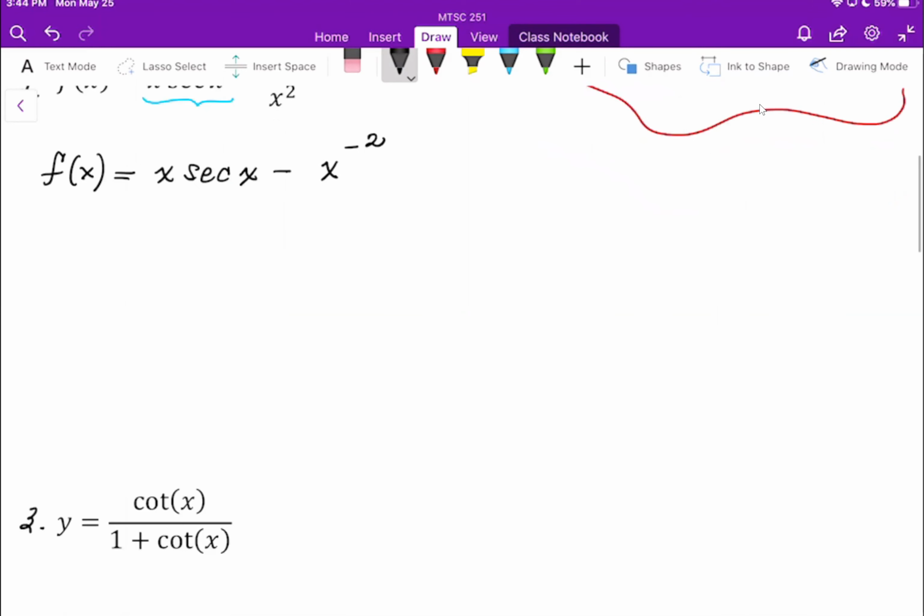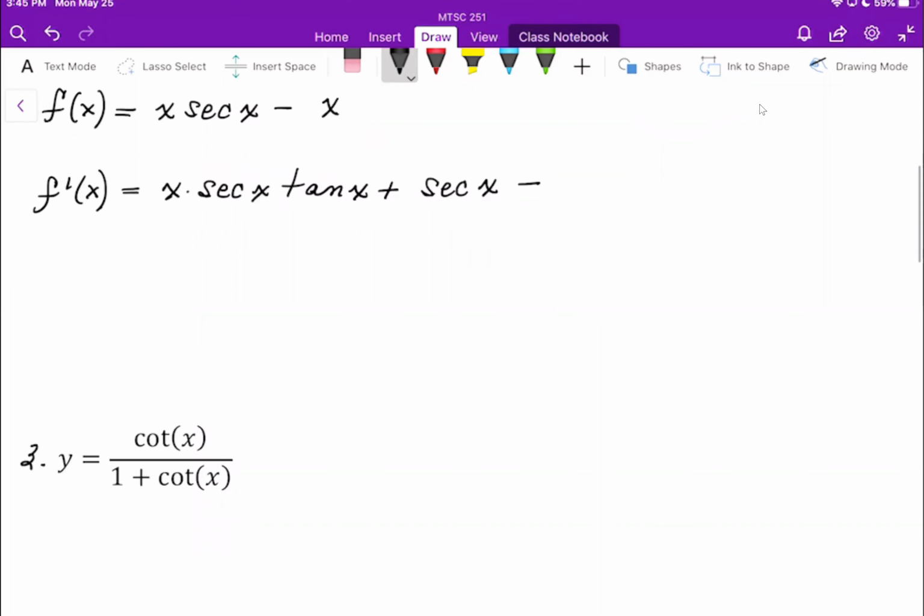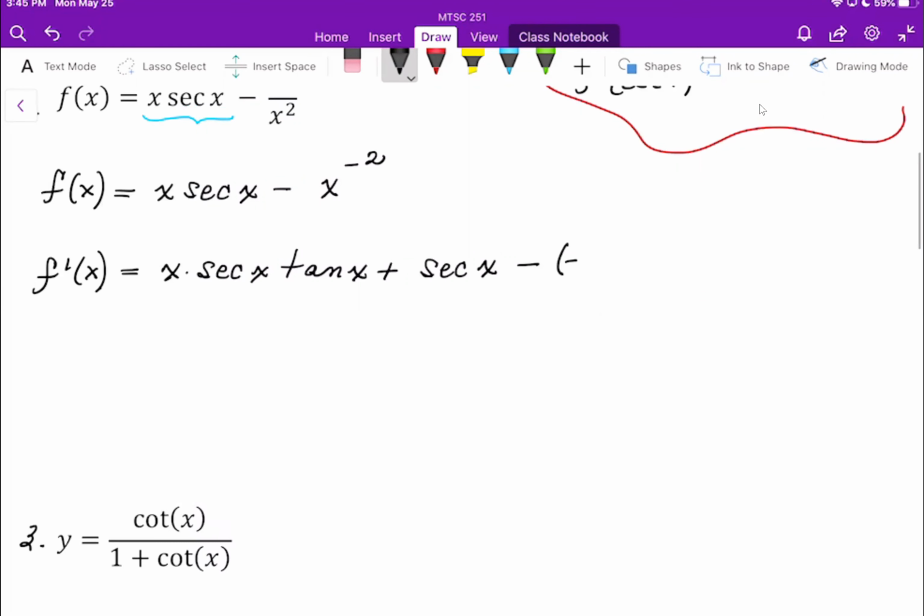So when we take the derivative, we get f prime of x. Product rule says we do the first, which is x times the derivative of the second. Well, that's secant x tangent x, plus the second, which is secant x, times the derivative of the first, which is 1. And then we're going to subtract off the derivative of x to the minus 2, which is negative 2 x to the minus 3.